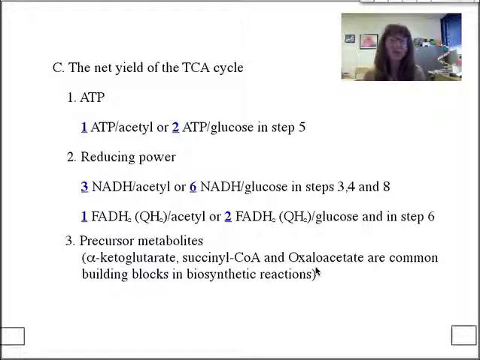Think this through. If a lot of intermediates are siphoned away from the TCA cycle, what does that do to the overall net yield of reducing power and ATP? If you have an answer for that, go ahead and email me. I'll add a point of extra credit for you.